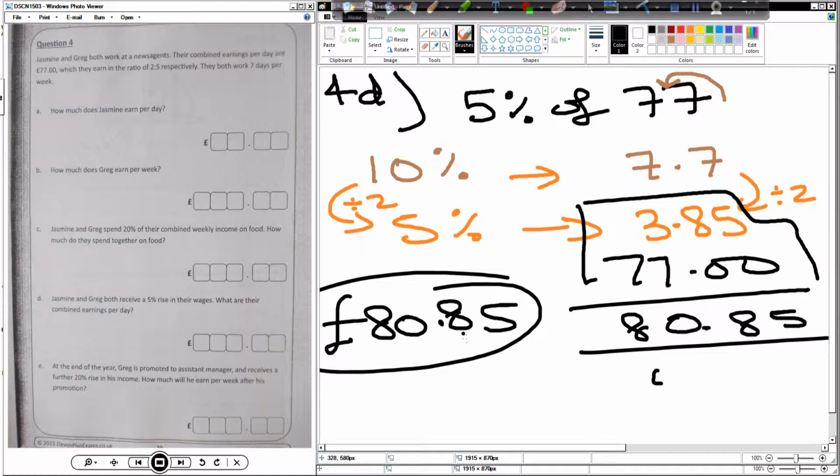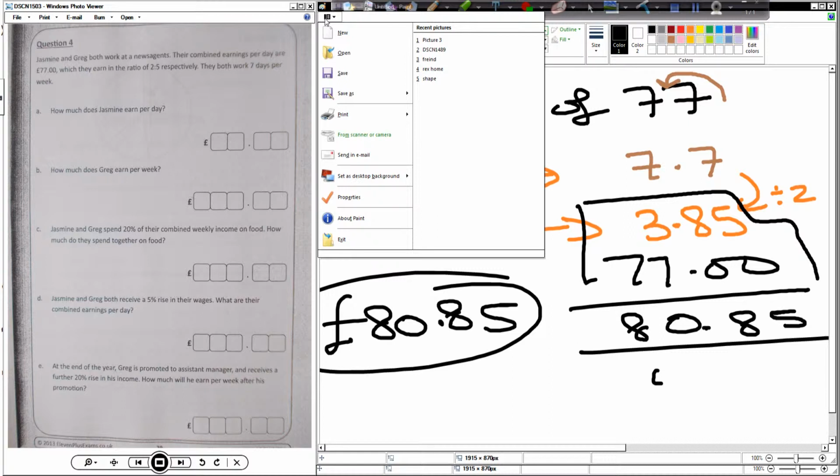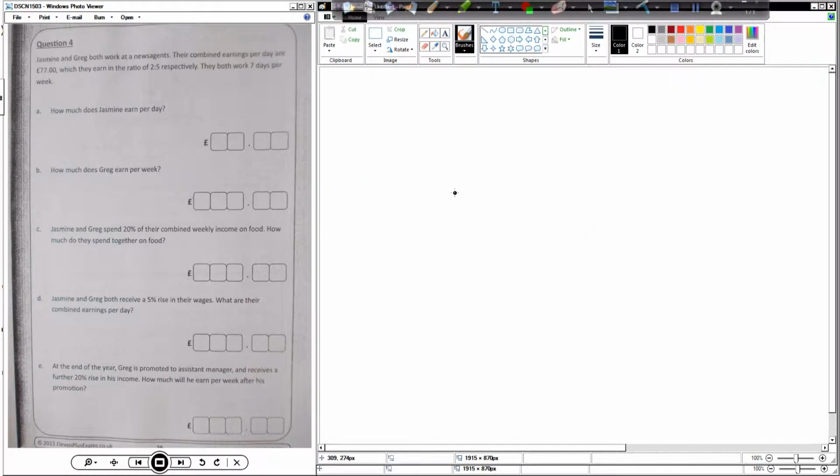Question 4E. I don't think we'll fit it in. Let's start a new page. Okay, question 4E. At the end of the year, Greg is promoted to assistant manager and receives a further 20% rise in his income. How much will he earn per week after his promotion?